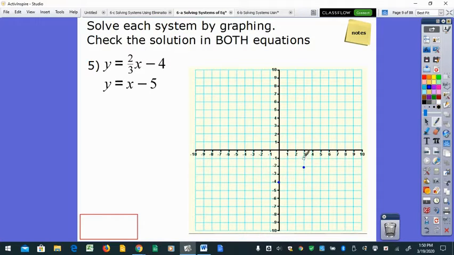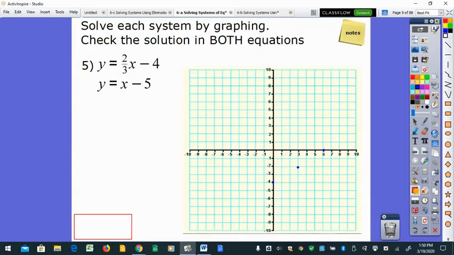I'm going to do that again. I'm going to rise 2 and run 3. And now I have the start of a line. Remember, we would pick up our ruler and we would make a nice perfectly straight line. Accuracy matters here, because we're looking for the point where the two lines are going to meet. So I'm going to use my straight line tool here. You would use your ruler, and there is the first line.